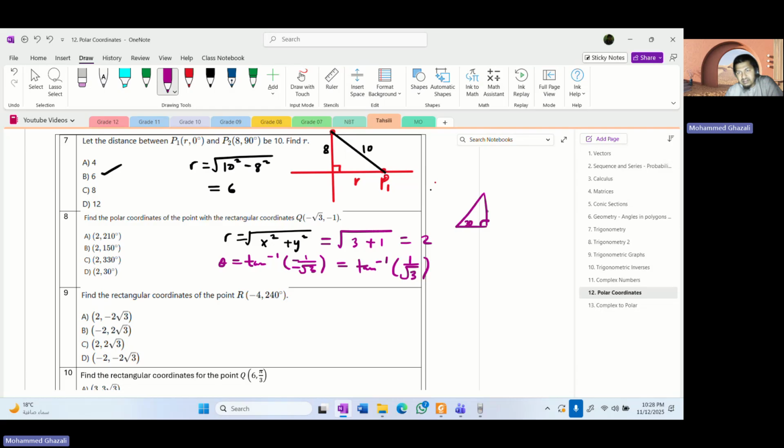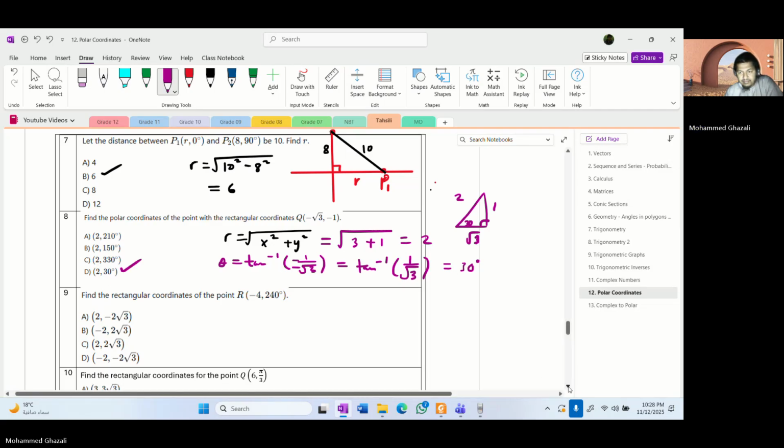That's 30 degrees, 1, 2, and that's root 3, right? Special angles. So when will I get 1 over root 3? Opposite over adjacent. Opposite is 1, root 3 is adjacent. So tan 30. So this is just 30 degrees. So 2 and 30 degrees should be your answer. There it is here, D. Next one.